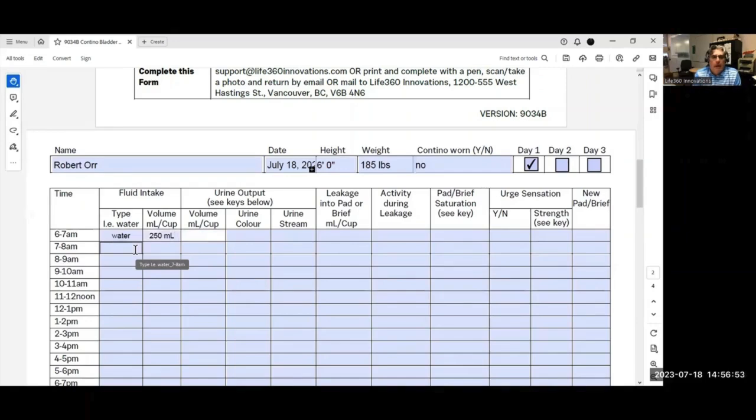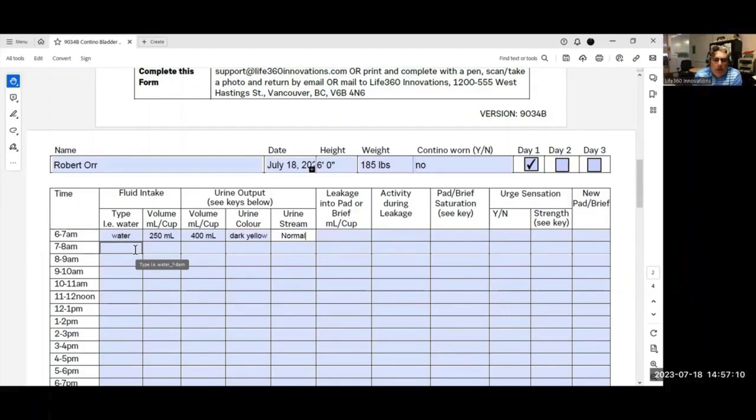Then I went to the washroom as well, and I was able to measure it. I had 400 mL, and the color, since it's first thing in the morning, is a little bit darker, so I'm going to say it was dark yellow. And the stream, I'm going to say, is normal.